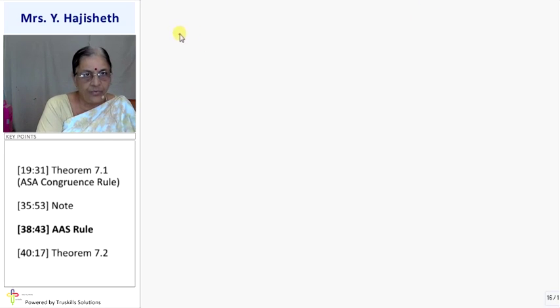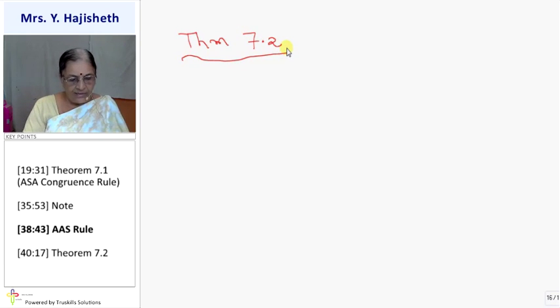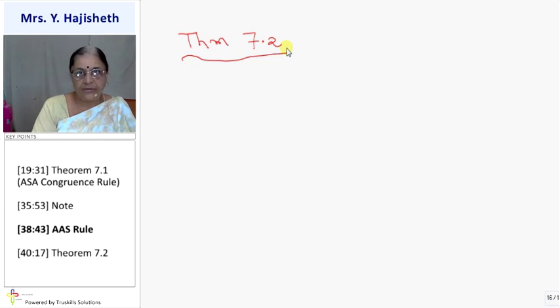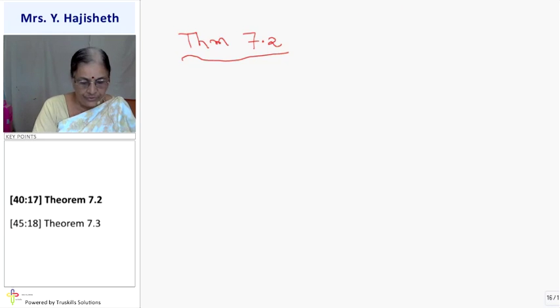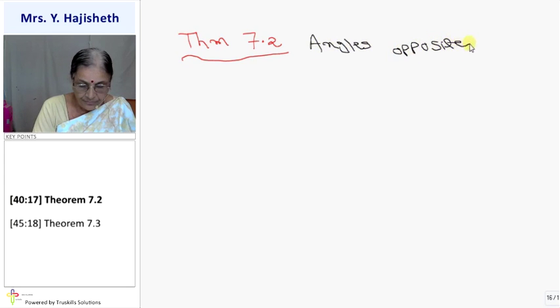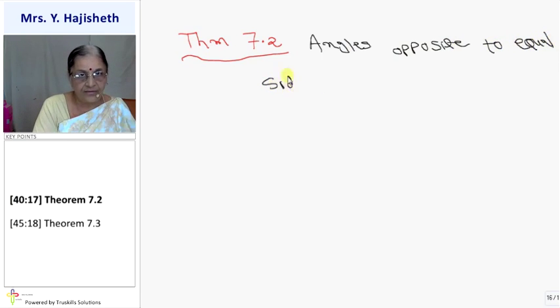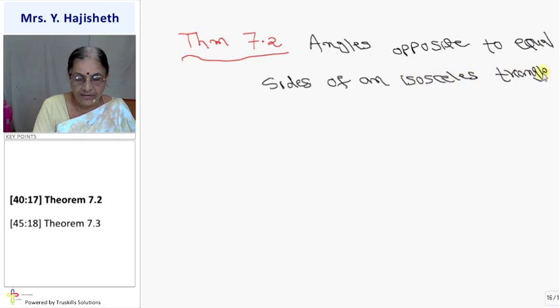Now we are going to learn two important properties in the form of theorem 7.2 and theorem 7.3. Both are based on properties, okay? Clear? First, theorem 7.2 says angles opposite to equal sides of an isosceles triangle are equal.